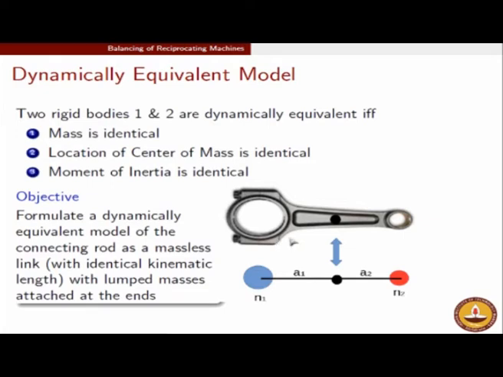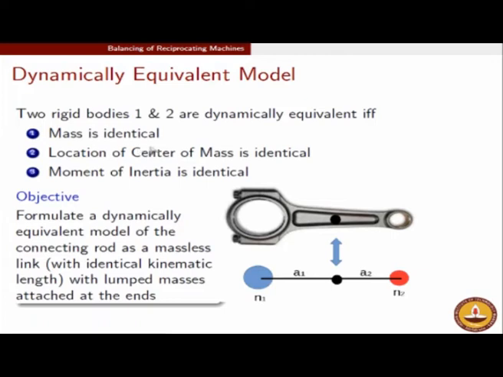When can that happen? Two systems are said to be dynamically equivalent if three conditions are satisfied, namely, mass is identical. If I take a weighing machine and find out the mass of this system, it should be exactly the same as the mass of this system. So, the mass between these two systems, the actual connecting rod and the connecting rod which is assumed to be massless but with end masses connected in a lumped fashion as shown in this figure, must be the same.